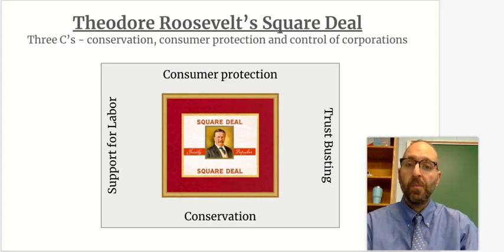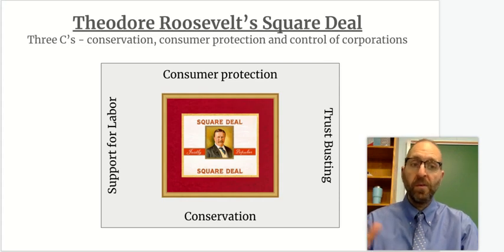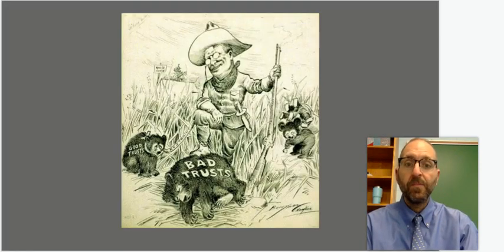He wanted consumer protection, support for labor, busting of trusts, but not all of them, just the trusts that he viewed as bad for the people, and he was a conservationist. Sometimes historians call it the three C's: conservation, consumer protection, and control of the corporations. Again, I know I'm doing this quickly, but we did do this in class.